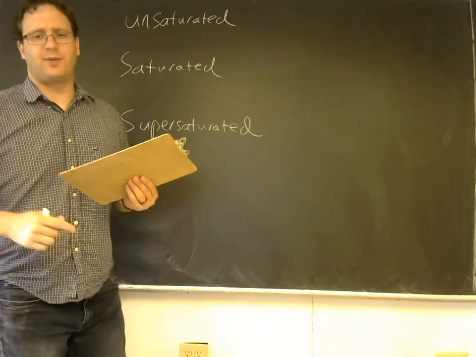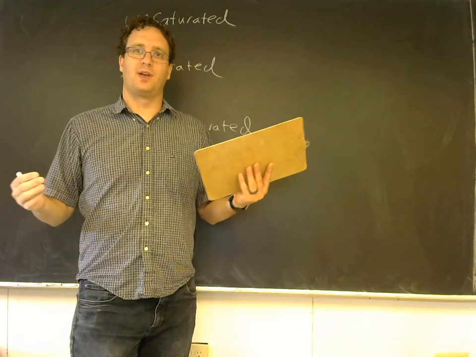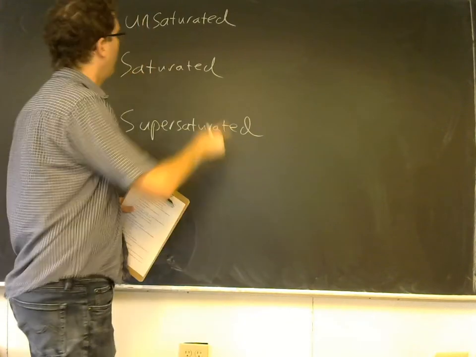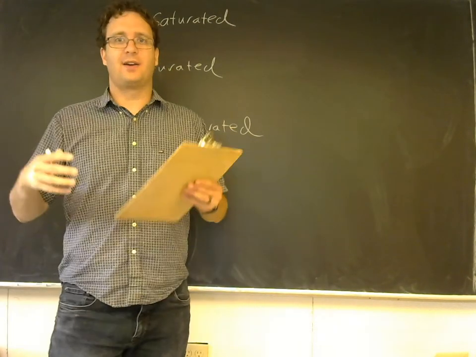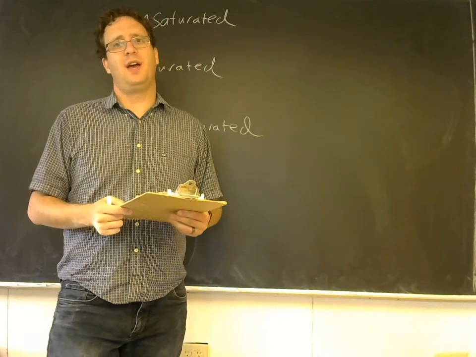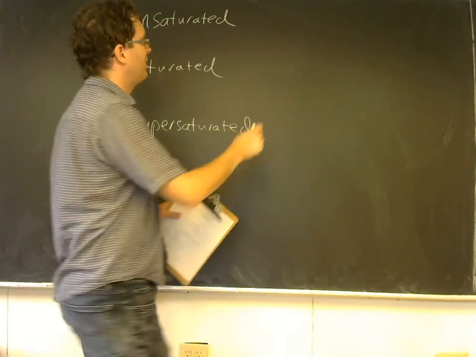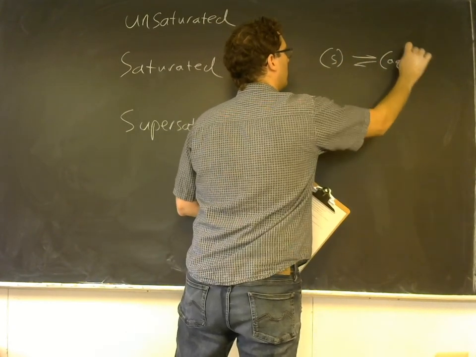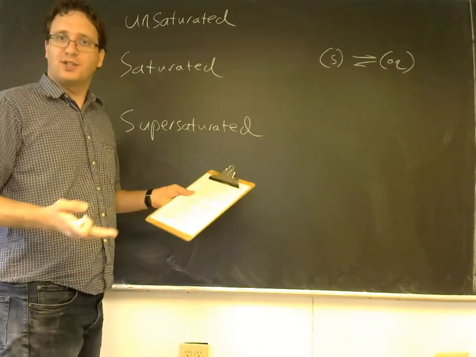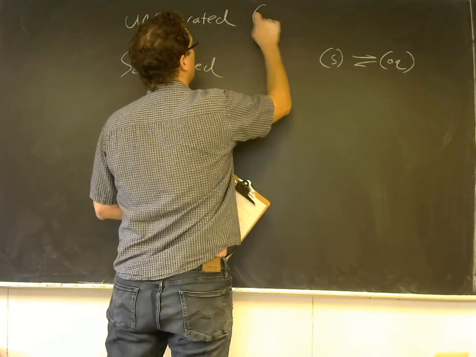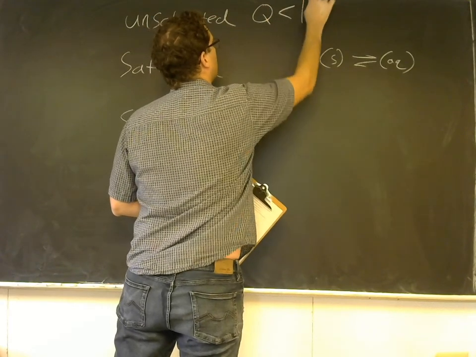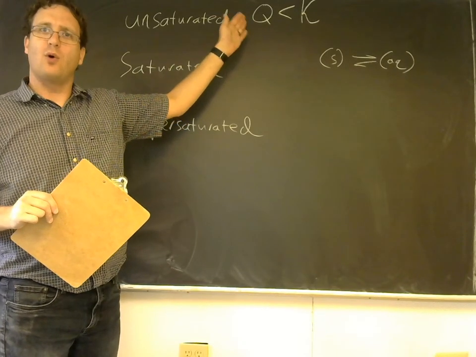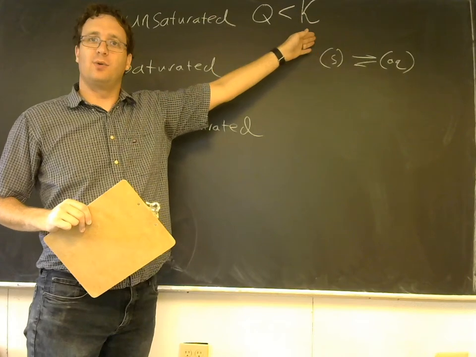So these are three different ways to describe the state of the solubility equilibrium. An unsaturated solution is one that could still take more solvent. It hasn't reached the saturation point yet. And if we think about the equilibrium right here, an unsaturated solution is one in which Q is less than K. Or in other words, the reaction quotient is smaller than the equilibrium constant.